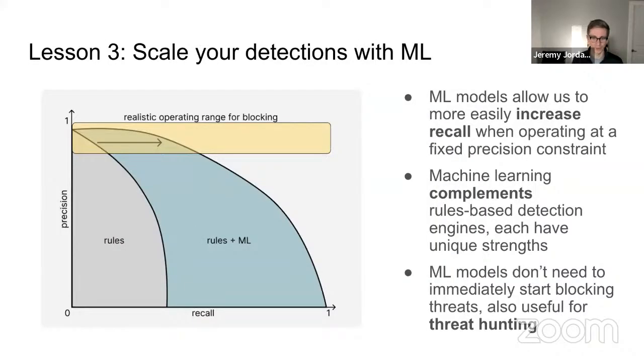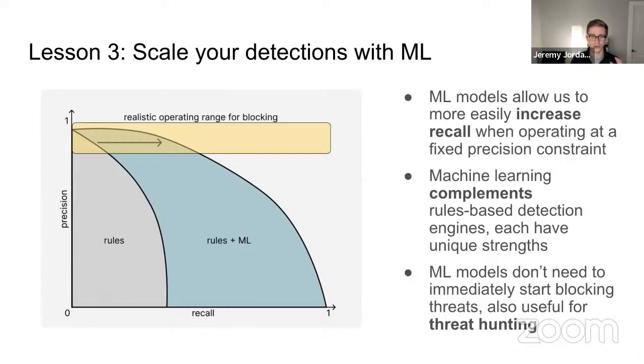But once we have those labels, we're really able to start to scale our detections and introduce machine learning into our threat detection stack. And the way I think about it is, because we have to operate at this really high precision constraint, because we don't want to flag benign content and start blocking users from being able to do their work, we have to operate at this really high precision.